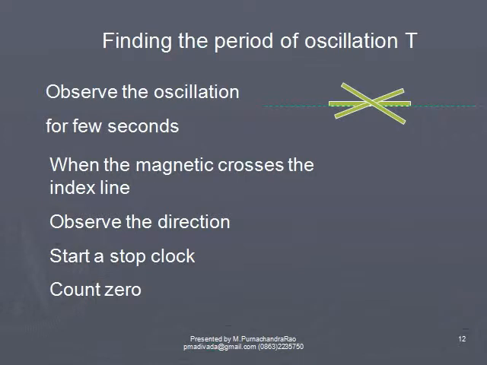Finding the period of oscillation T. Keep the magnet in the stirrup and oscillate it. When it is in the oscillation mode, observe the oscillations of the magnet for a few seconds.